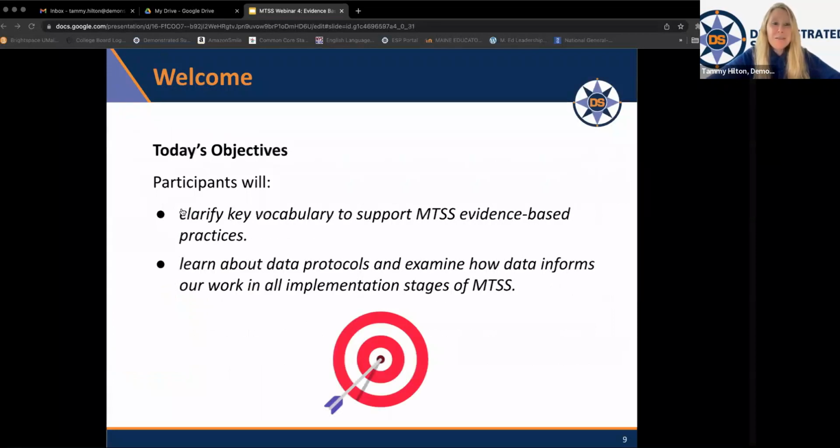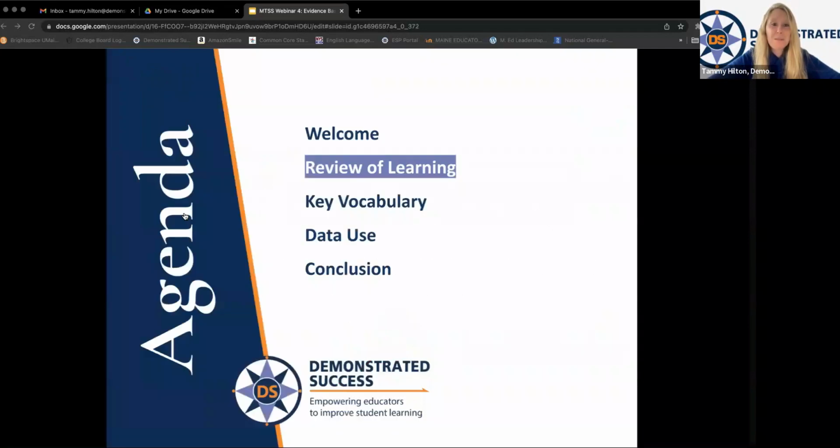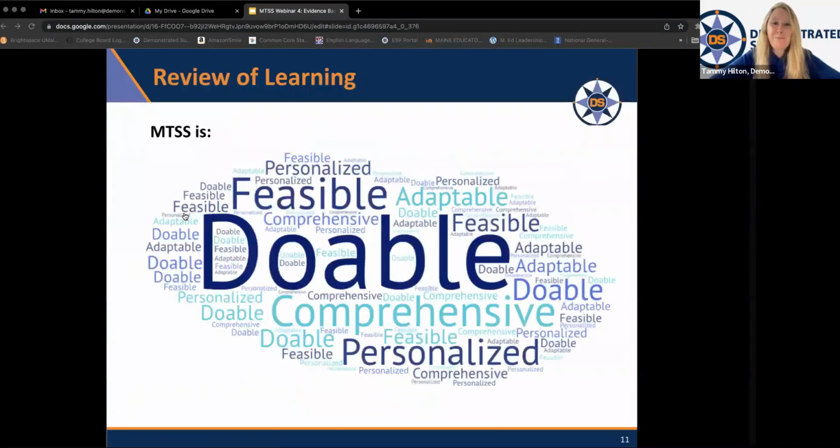So these are our objectives for today. Like I said, we're going to really try to clarify some key vocabulary when we talk about evidence-based practices, and then we're going to talk about data and how data can really inform the work and the implementation of MTSS in your buildings. So with that, I'm going to turn it over to Lauren, who's going to jump in with our review of learning.